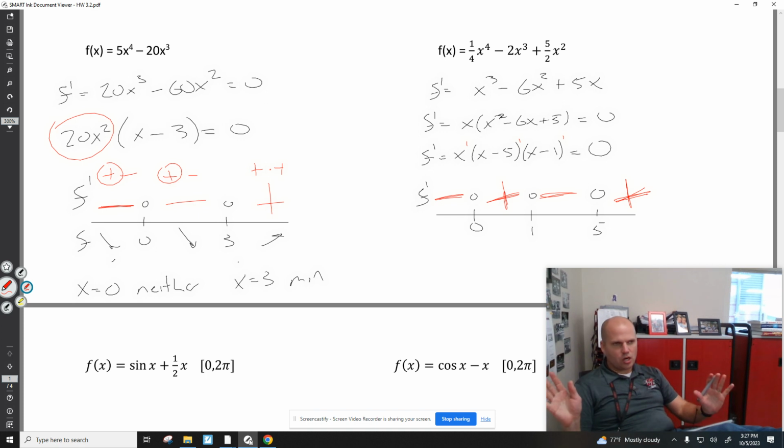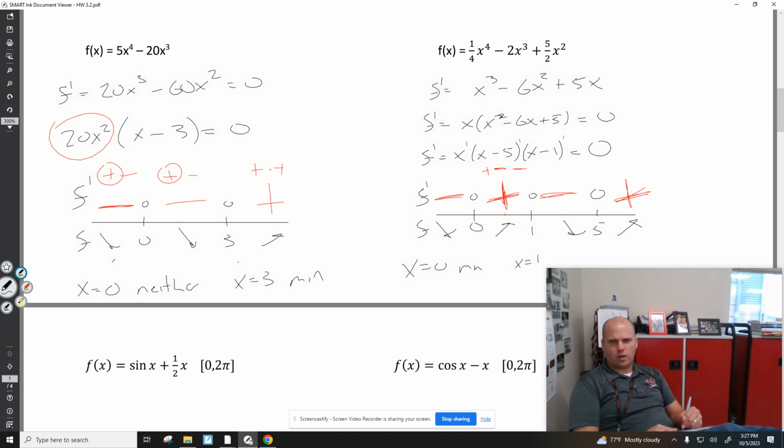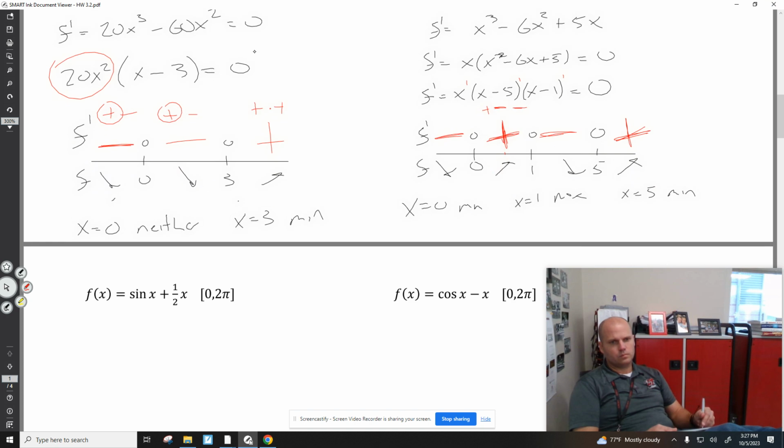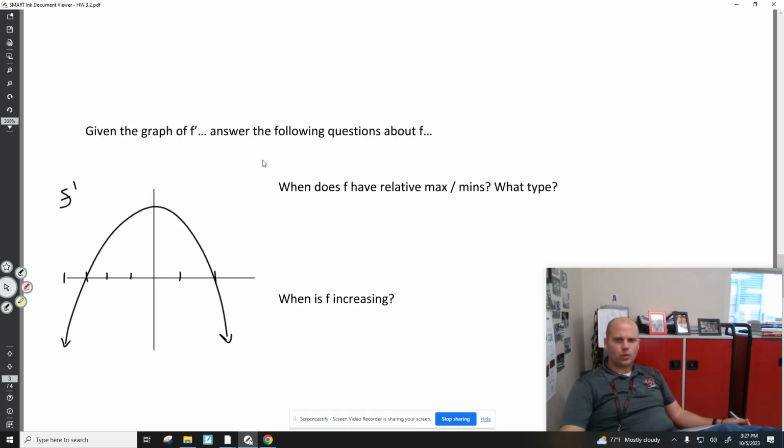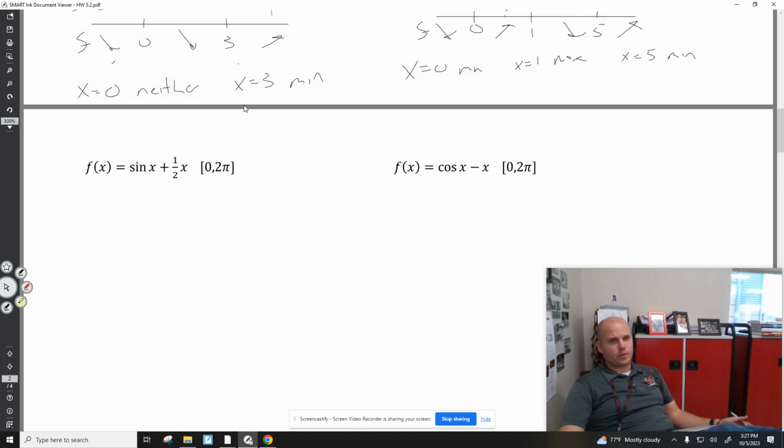Let's make sure that we're correct. Let's plug in something like a half. If I plug in 0.5, 0.5, 0.5 minus 5, 0.5 minus 1, positive times a negative is a positive. This is good. F goes down, goes up, goes down, goes up. X equals 0 is a min. X equals 1 is a max. X equals 5 is a min.